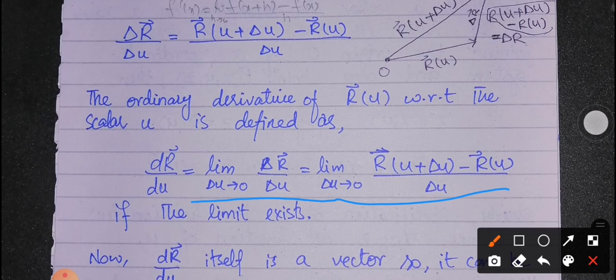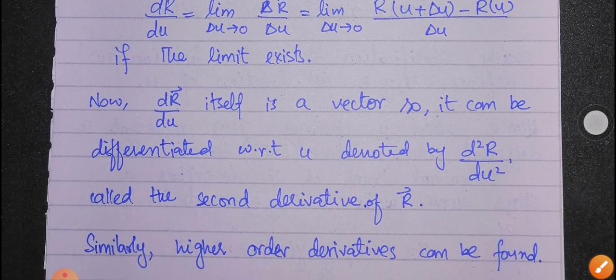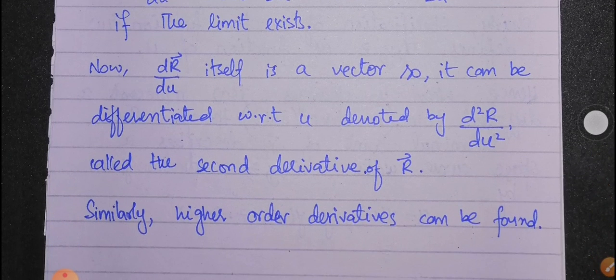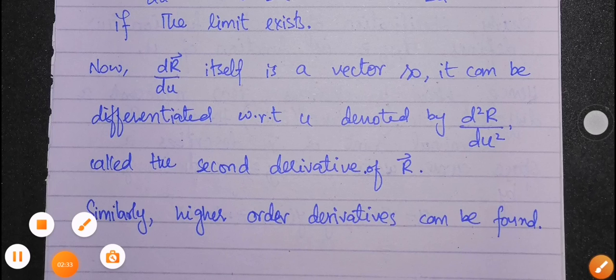This is the same as we discussed for functions in calculus, and it is by definition obviously, but we perform differentiation with the help of rules. Similarly, we will perform the differentiation of vectors with the help of rules as well, but we should know what the derivative is by definition. The representation for the derivative is dr by du. This is a vector quantity, so we can again differentiate it with respect to u, that is a double derivative or second order derivative. Similarly, we define the higher order derivatives as well.